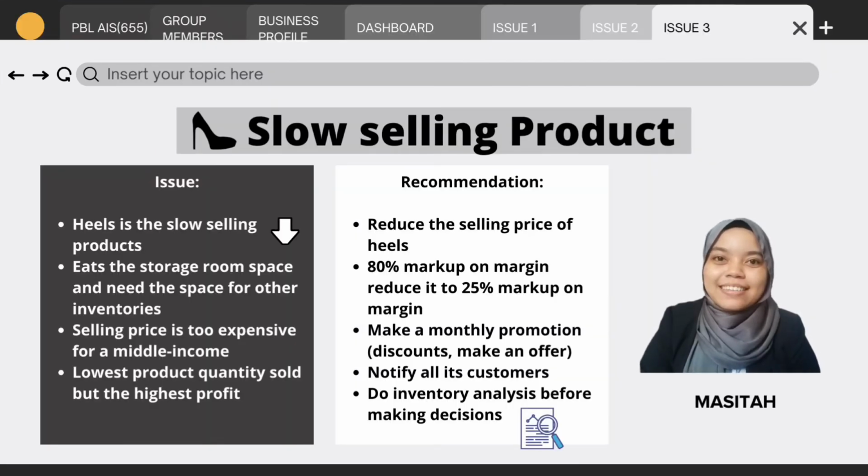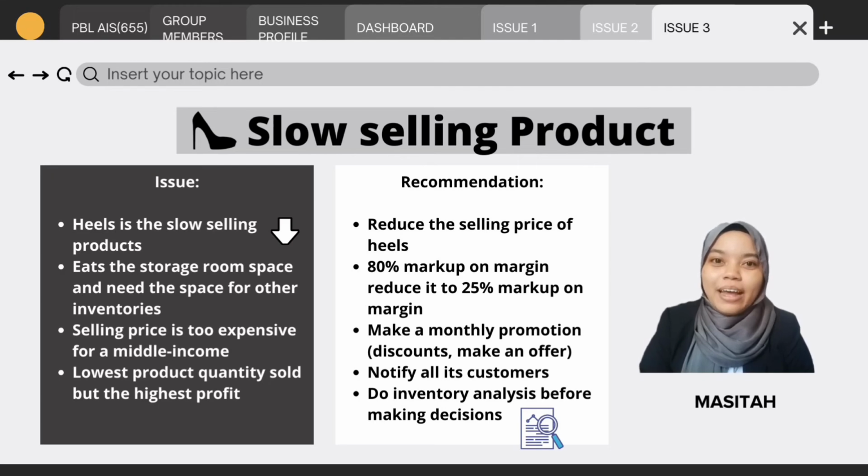All About Fit is stuck with a slow selling product, which is the heels. From the analysis of product quantity sold, heels is the lowest quantity sold during both year 2020 and year 2021. It becomes an issue because a slow selling product will sit in the storage room for a long period of time before it can be sold. It eats the storage room space and we might need the space for other inventories as well.